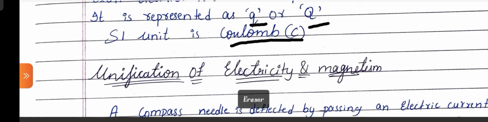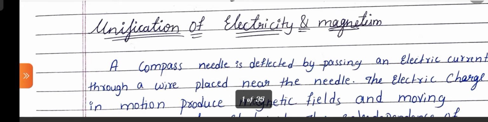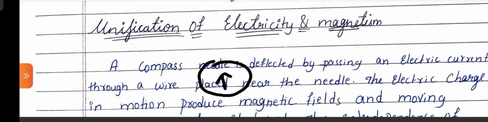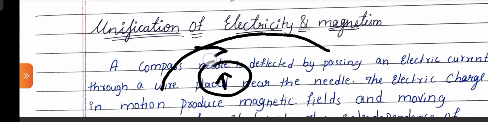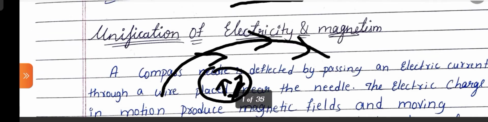The next topic we are going to deal with is the unification of electricity and magnetism. First, let's consider a magnetic compass placed near a wire through which electricity is passing. Whenever electricity is passing through it, the compass needle shows some deflection. This is because the electric charges which are in motion produce a magnetic field, and moving magnets produce electricity. This interdependence of electricity and magnetism we call electromagnetism.